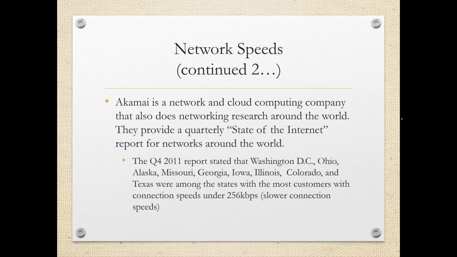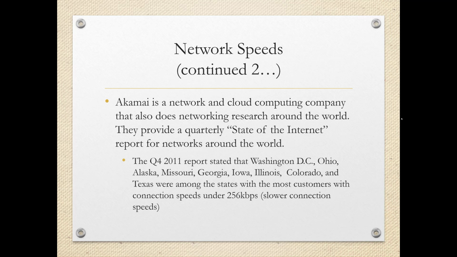Akamai is a network and cloud computing company that also does network research. They provide a quarterly state of the internet report for networks around the world. And their Q4 2011 report stated that Washington, D.C., Ohio, Alaska, Missouri, Georgia, Iowa, Illinois, Colorado, and Texas were among the states with the most customers with connection speeds under 256 kilobits per second. That's like 0.25 megabits per second. Basically, you have a really slow connection. That's just a little bit better than dial-up. It's approaching dial-up speed.